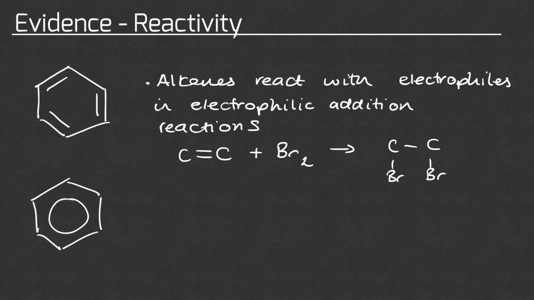From the work you did in the alkenes topic, you should be aware that alkenes will react in electrophilic addition reactions with an electrophile. So for example, an alkene reacting with bromine water to decolorize the bromine water and form a dibromoalkane. Now you'd expect the Kekulé model of benzene to react just like any other alkene. Cyclohexa-1,3,5-triene has got 3 alkene double bonds in, therefore it should react with bromine or a similar electrophile.